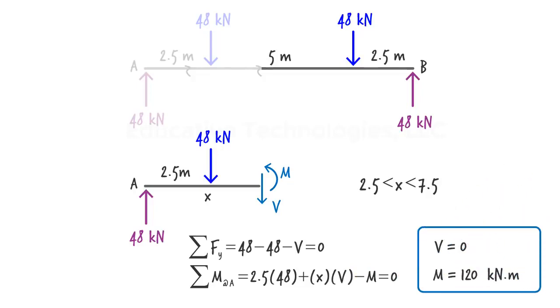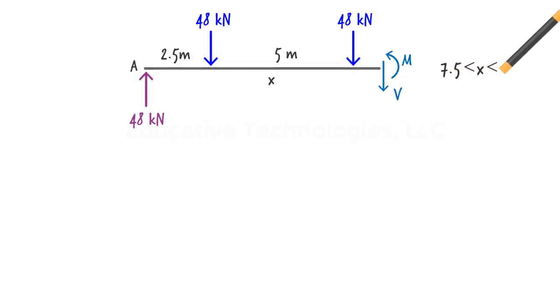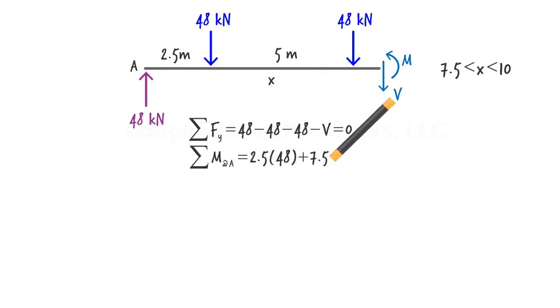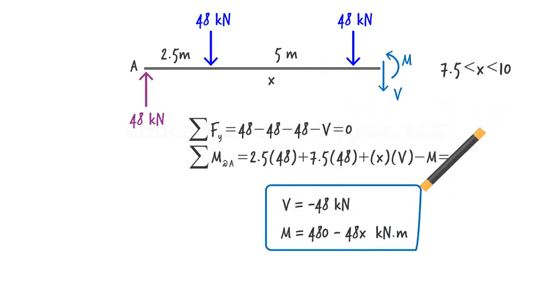This pair of equations tells us that throughout the middle segment of the beam, shear is 0, while bending moment remains constant. Finally, to write the shear and moment equations for the right segment of the beam, we cut the beam at some distance x from the origin, where x is between 7.5 and 10. Then, we write the equilibrium equations and solve them for V and M. Here are the shear and moment equations for the right segment of the beam.